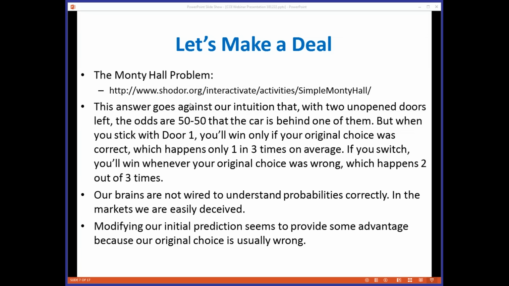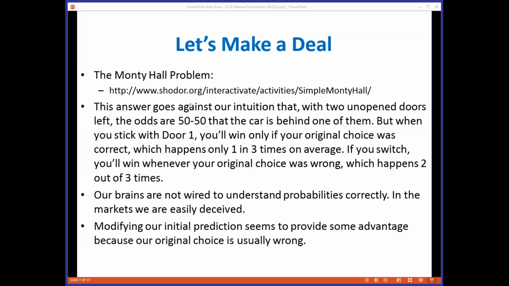But when you stick with door number one, you win only if the original choice was correct, which happens only 1 in 3 times on average. If you switch, you'll win whenever your original choice was wrong, which happens 2 out of 3 times. So you can see that intuitively, by staying with our original choice, we were making the wrong choice statistically and mathematically.